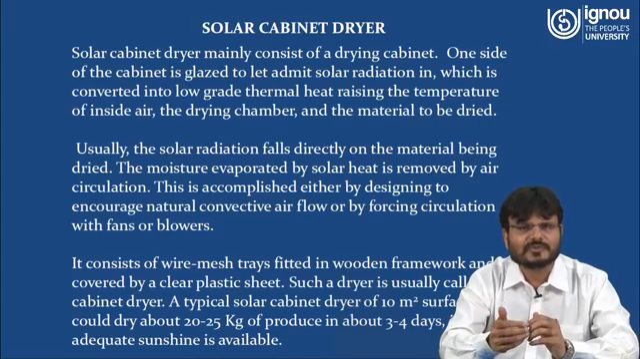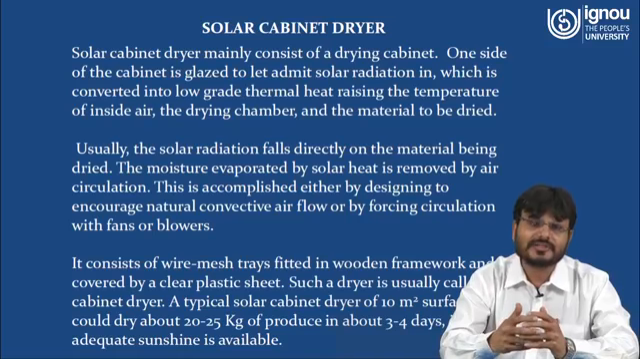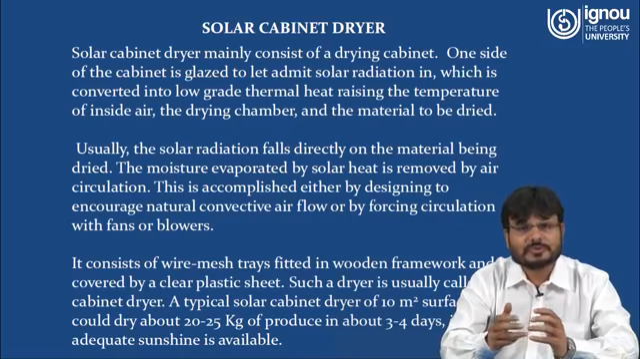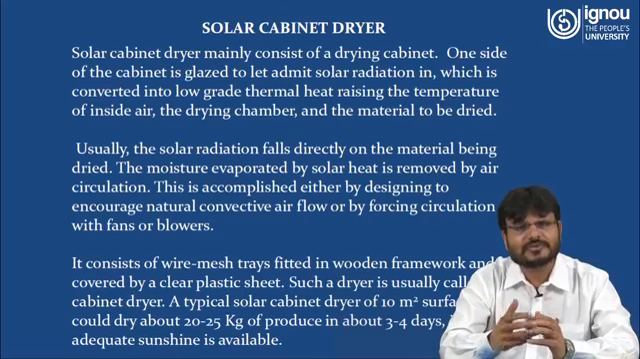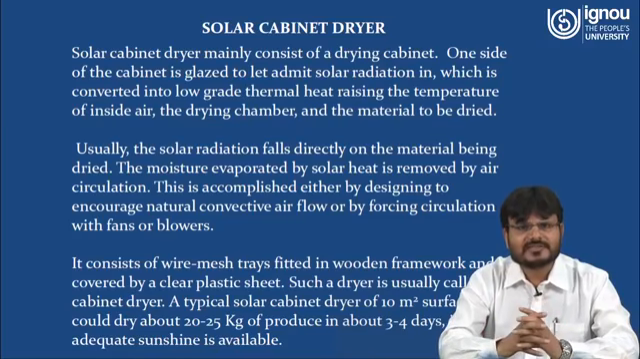If you need fans or blowers, that means you need some auxiliary supply to operate them, and this auxiliary supply may be given by a conventional system or a non-conventional system. To operate these fans or blowers, you can give the electrical power from a photovoltaic module, right? So there is no need to take the auxiliary supply from the grid. It consists of wire mesh trays fitted in a wooden framework and covered by a clear plastic sheet. Such a dryer is usually called a cabinet dryer.